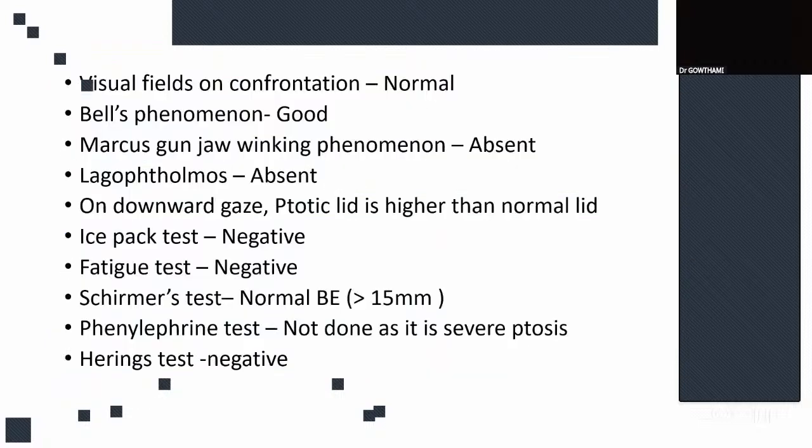Visual fields and confrontation test is normal. Bell's phenomenon is good. Marcus Gunn jaw winking phenomenon is absent. No lagophthalmos. And on downward gaze, ptotic lid is higher than the normal lid. Ice pack test is negative. Fatigue test is negative. Schirmer's test is normal, in both eyes it is more than 15 mm. Phenylephrine test is not done as it is a severe ptosis. And Hering's test is negative.